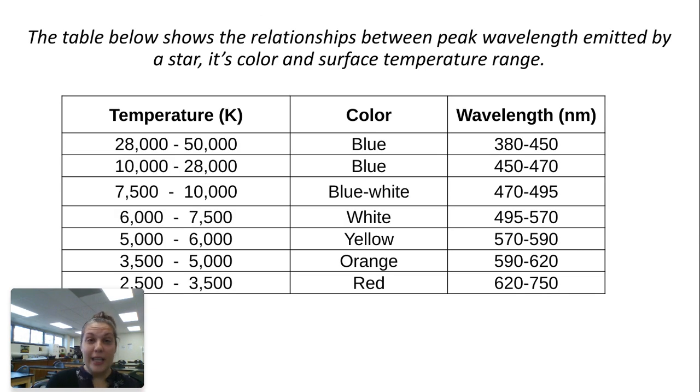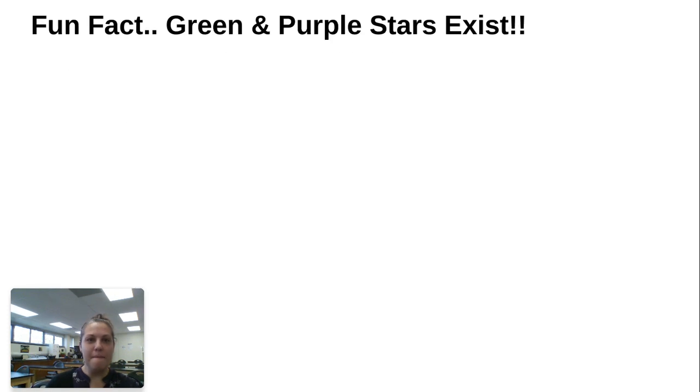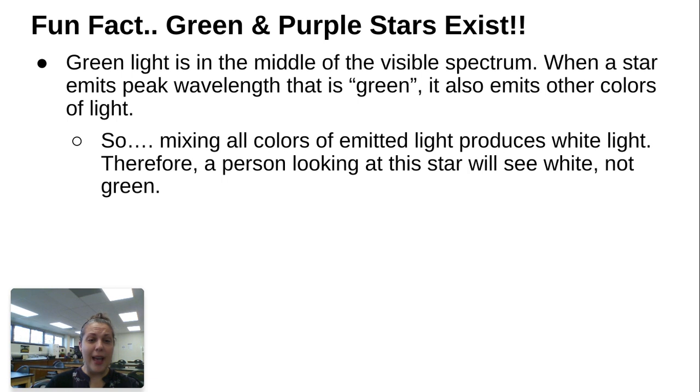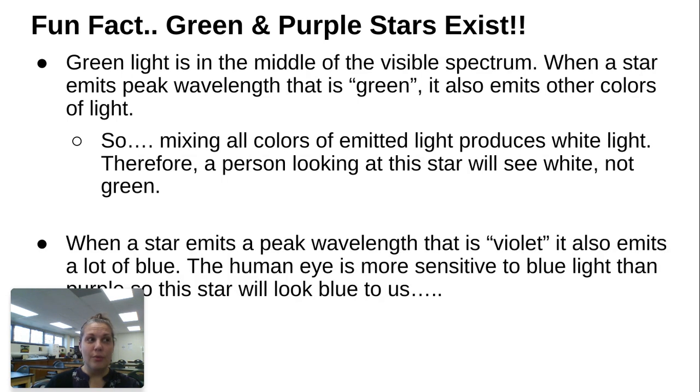This data table right here tells us the relationship between the temperature of a star, its color, and also the peak wavelength. This data table will always be given to you. You do not need to memorize it. We just need to know how to use it. So let's have a little practice with it. Oh, fun fact, purple and green stars do exist. They're just a mixture of the higher wavelengths. Our eyes don't interpret it that way, so they look white to us.